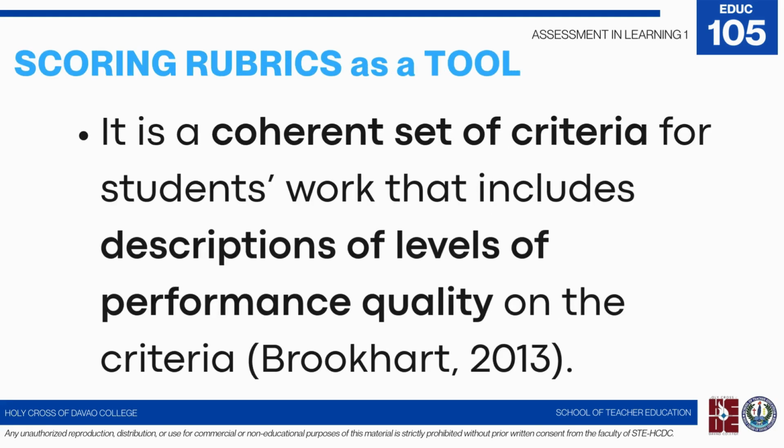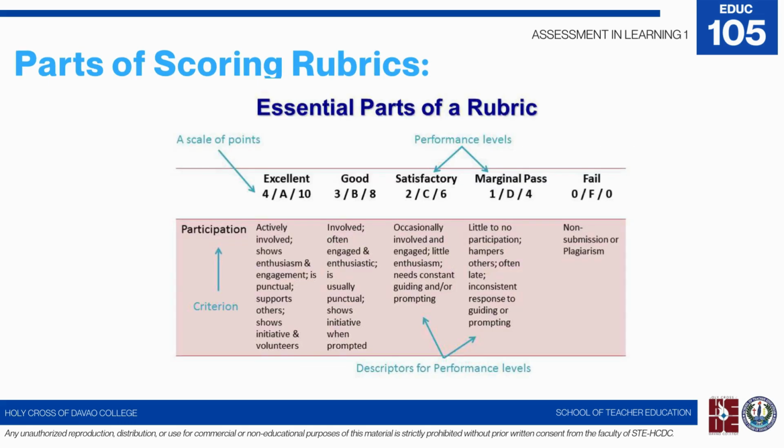Now, to assess or to measure this type of authentic assessment, we need a scoring rubric. Even in essays, we are expected to create a scoring rubric. A scoring rubric is a coherent set of criteria for students' work that includes description of levels of performance quality. That's according to Brookhart in 2013. To have a bigger picture, let us have this example. So here is the essential part of a rubric.